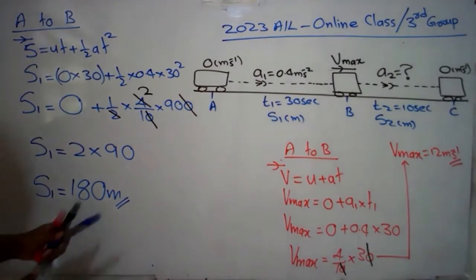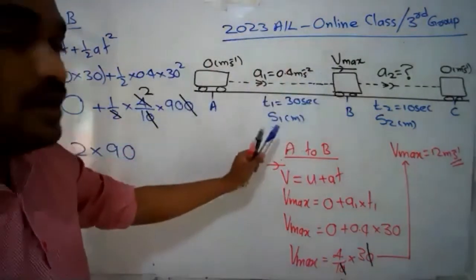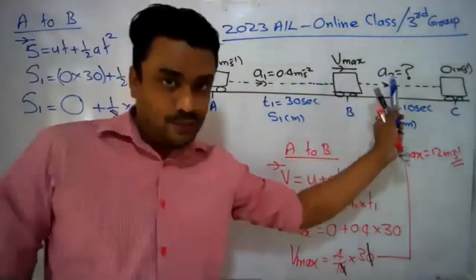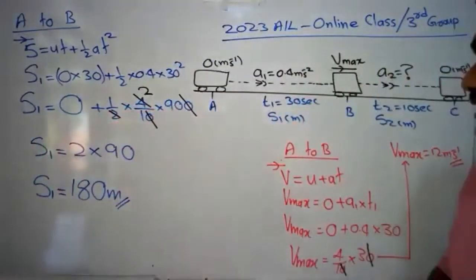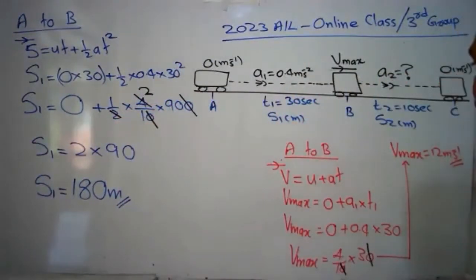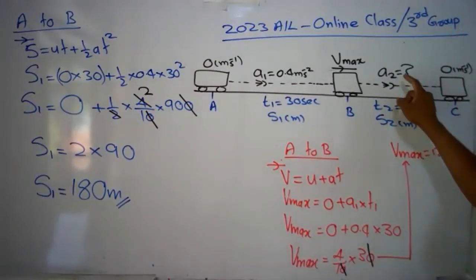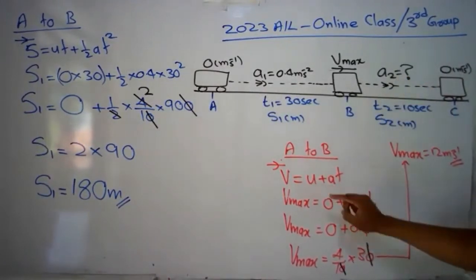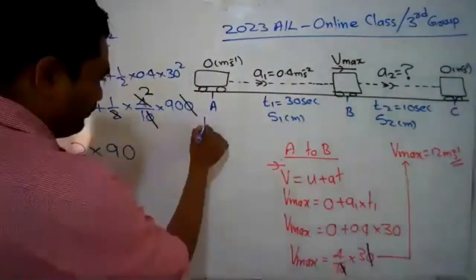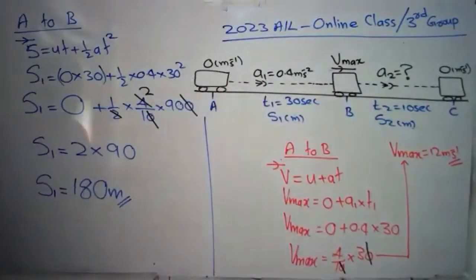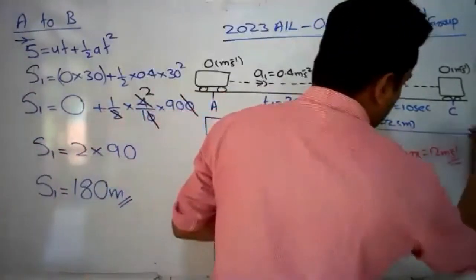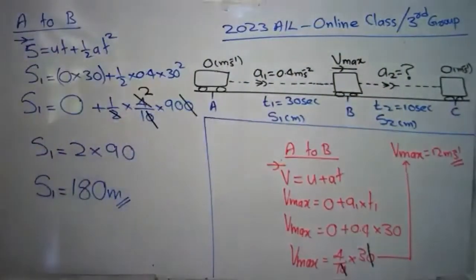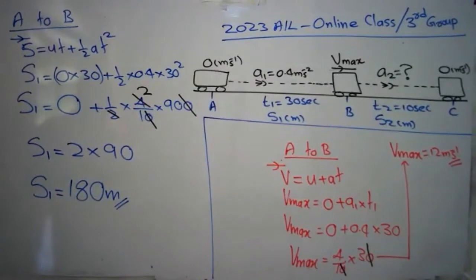Right. So we know V max, we know S1. Now we want to find A2 and we want to find S2. The best equation that can be used to find A2 is V equals U plus AT. So look at the board.